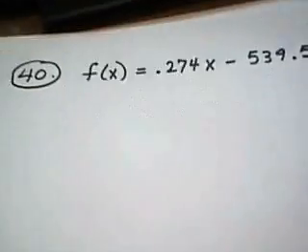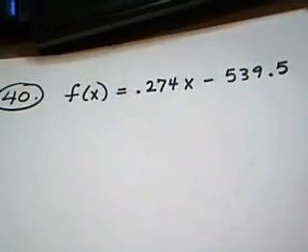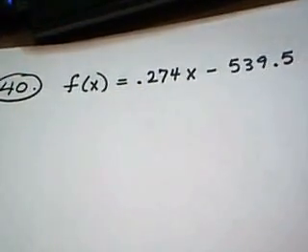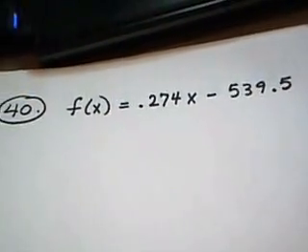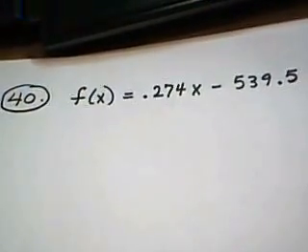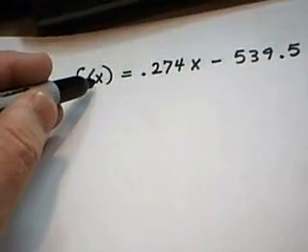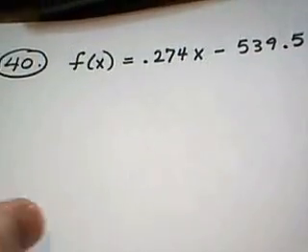The question here is to find the number of SUVs sold in the year 1996. So there's really not a lot to this problem. Let me take you to my paper and show you the function. All right, here's our function for problem number 40. F of x is equal to 0.274x minus 539.5. That's the model. x tells us the year you're talking about, and f of x tells us the number of SUVs that were sold that year.